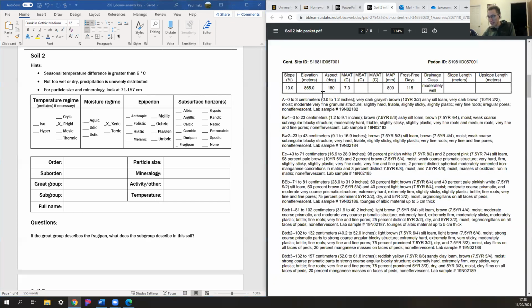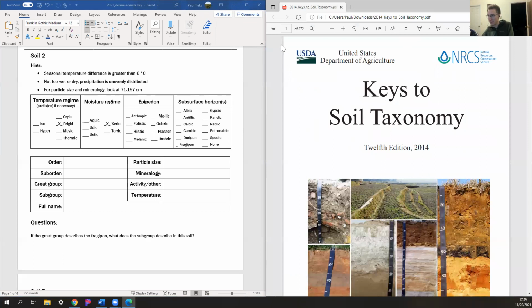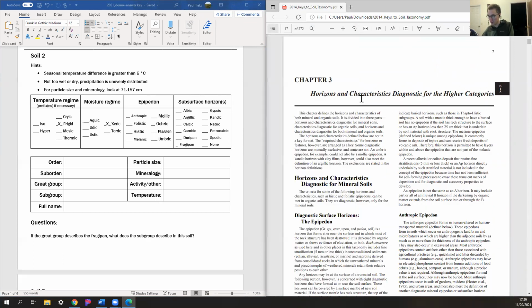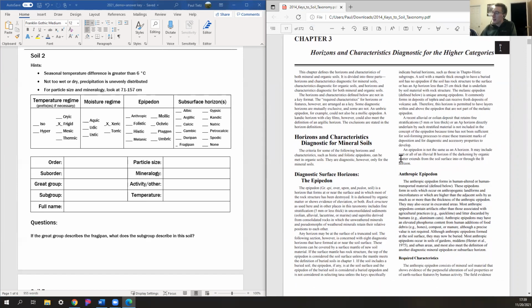Let's go back to our info packet here. We have our A horizon from 0 to 3, and then we go to Bw. So let's take a look at our epipedon definition. This is going to be in chapter 3. So I use these bookmarks to get around quickly in the virtual edition of the taxonomy book. And here we go, right off the top, it's diagnostic surface horizons, the epipedon.